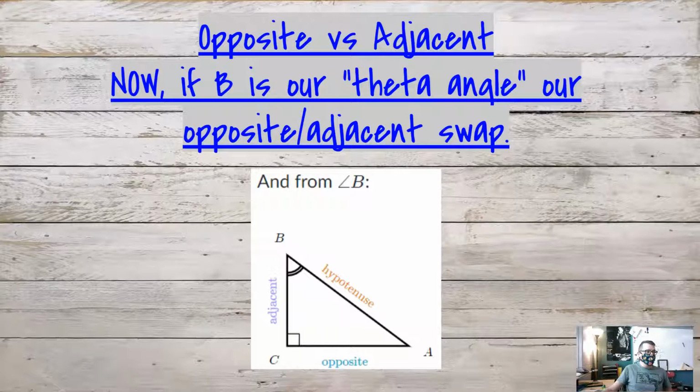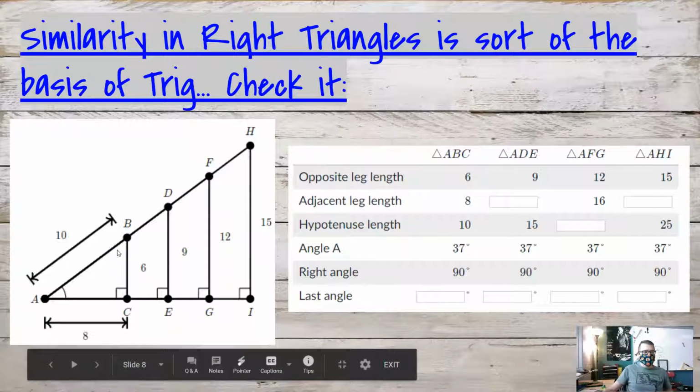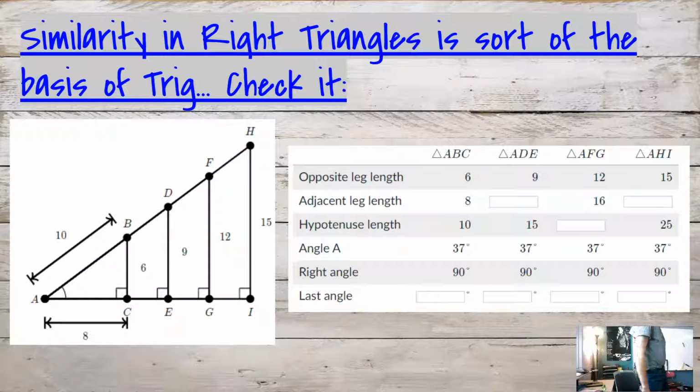Adjacent is always the one that's part of making the angle. It's next to, it's touching. So guys, my neighbor across the street is not adjacent because his property is not touching mine. My neighbor next door to me is adjacent.